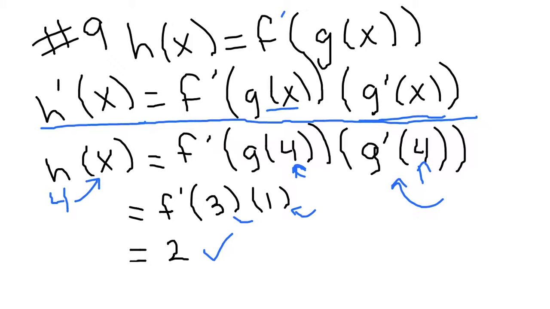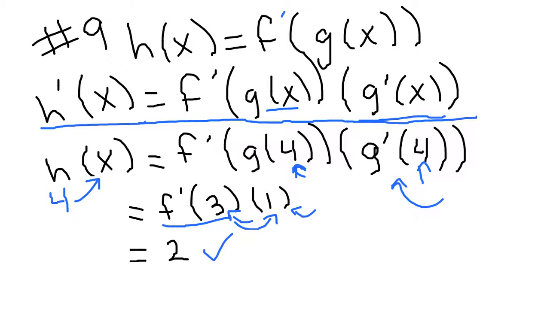Okay? So now what is f prime of 3? And we just look at our chart, and that's 2. And 2 times 1 is, obviously just 2. So it's kind of confusing, but if you write out the steps, it's not so bad.